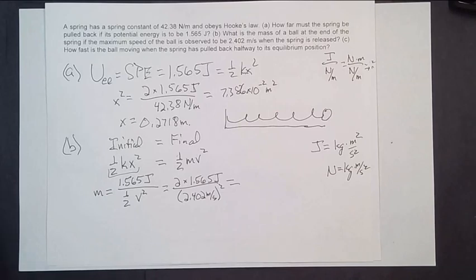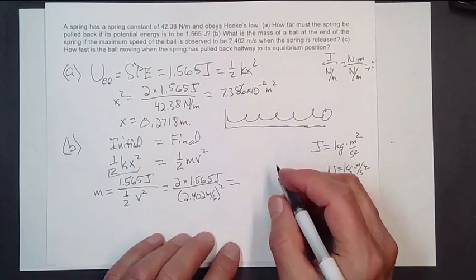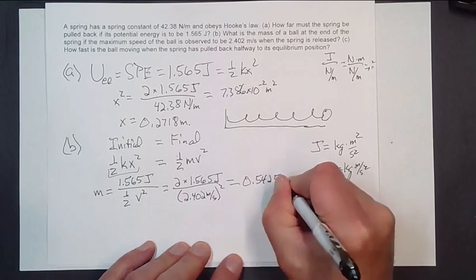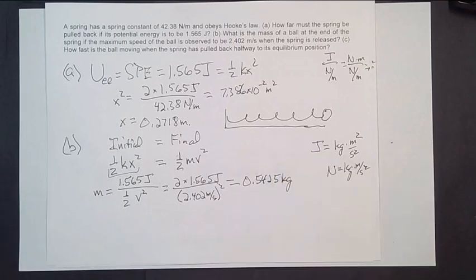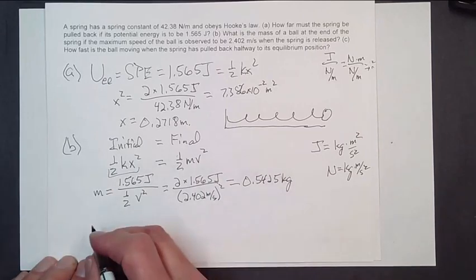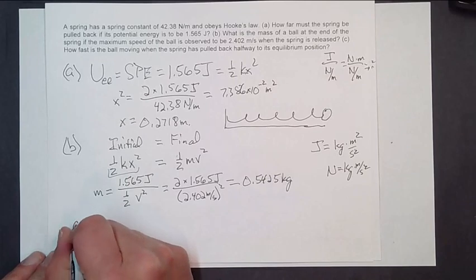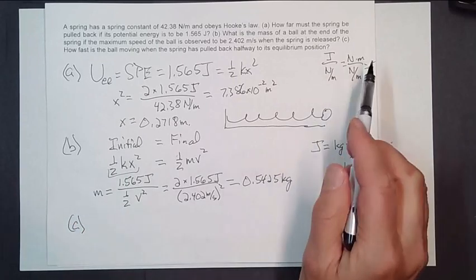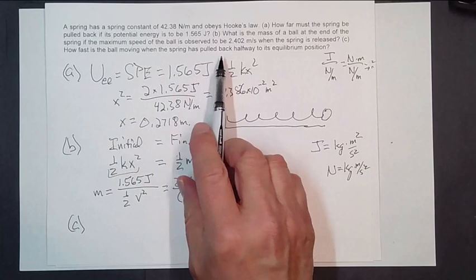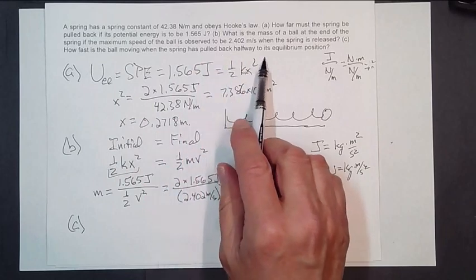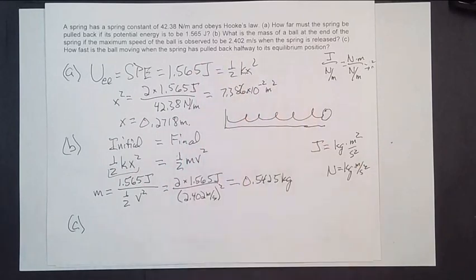And I get 0.5425 kilograms, a little more than half a kilogram. All right, we figured out the mass using conservation of energy. One more thing to this. How fast is the ball moving when the spring is pulled back halfway to its equilibrium position?